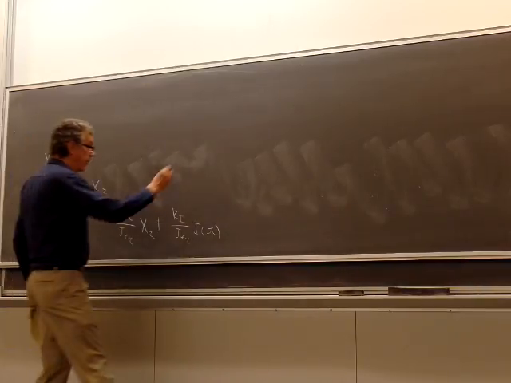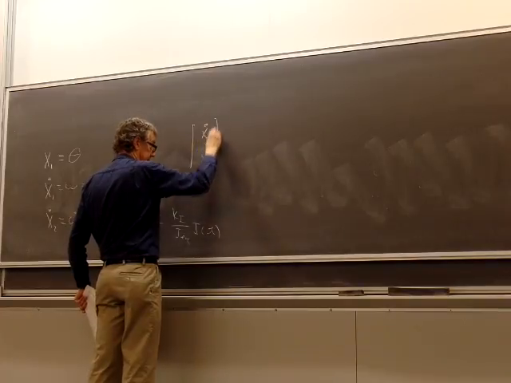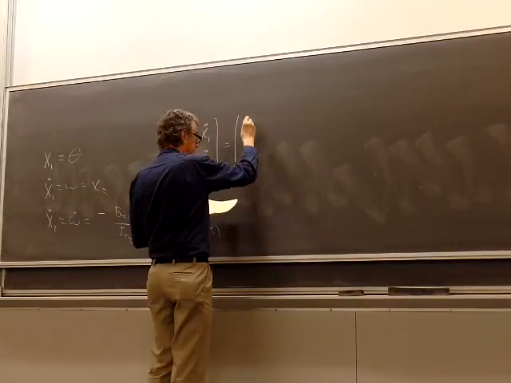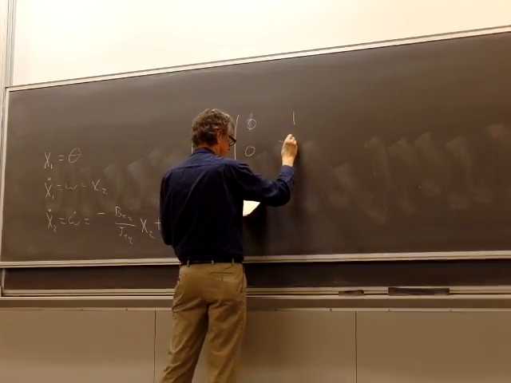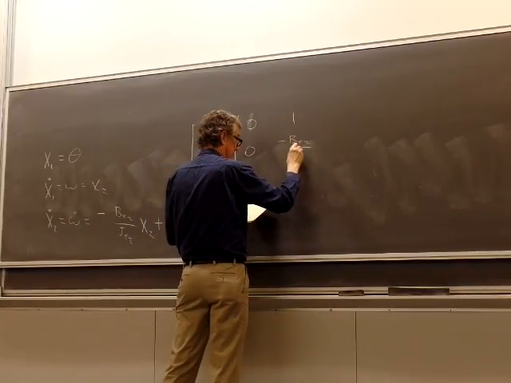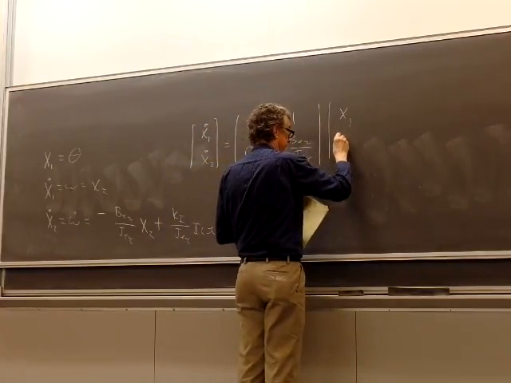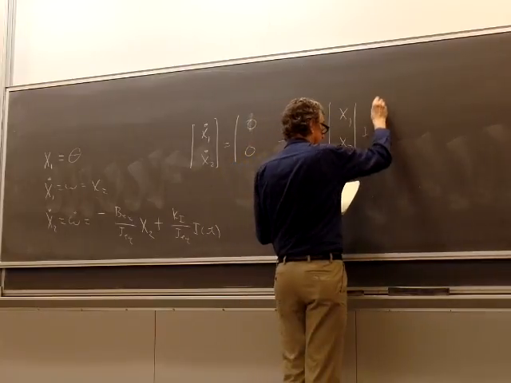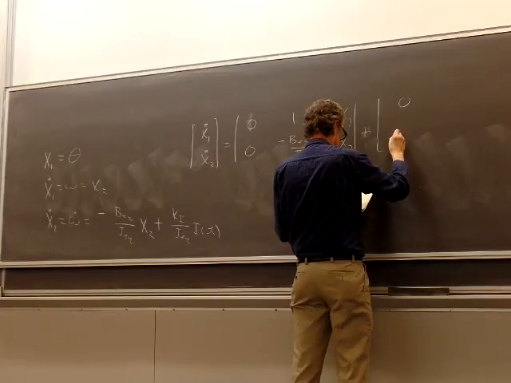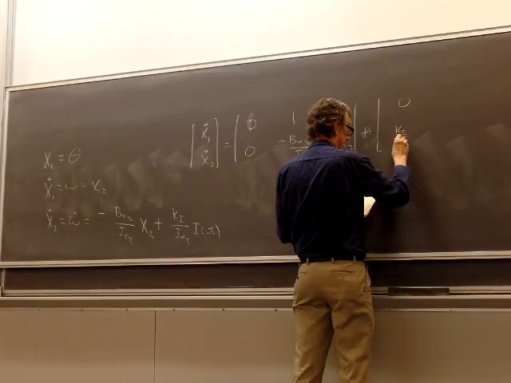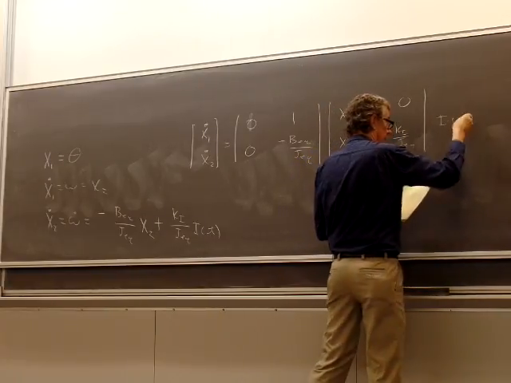Okay, so our state equation, matrix form. 0, 1, 0, minus B equivalent over J equivalent. Our state vector. And our input matrix, which is K over J equivalent. And our input, which is I of T.